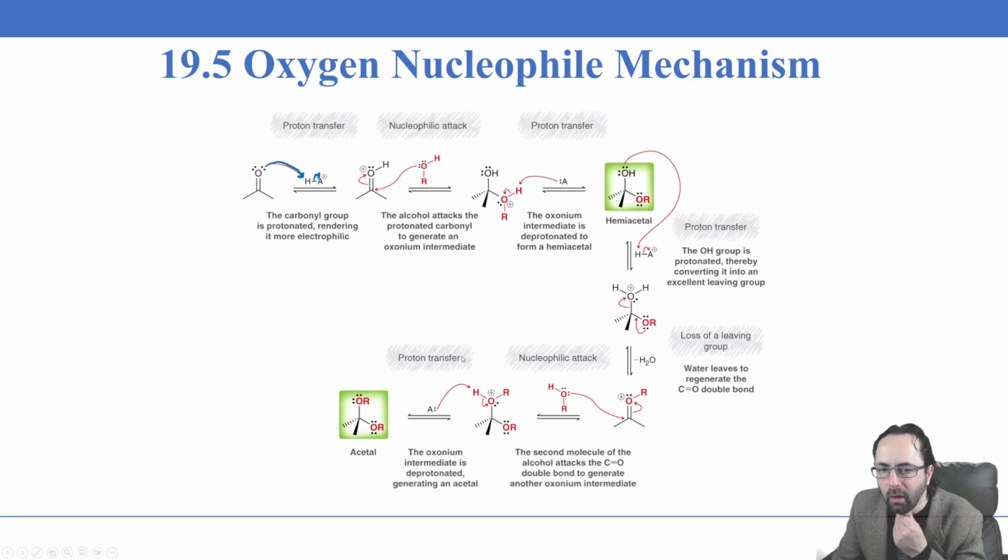And so that's the oxygen nucleophile mechanism for weak nucleophiles like alcohols. It must occur in an acidic environment. Remember that, because if we want to work with weak nucleophiles like this, we need this positively charged carbonyl, this protonated carbonyl, which turns this into an exceptional electrophile that will attract even weak nucleophiles.